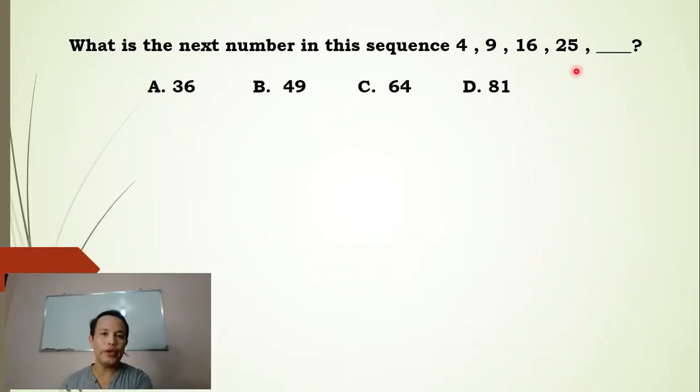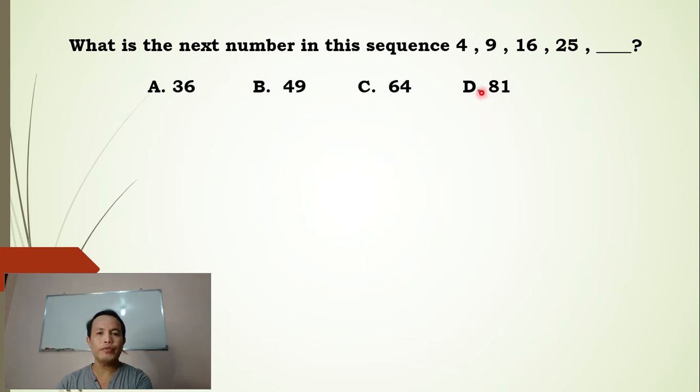For example, we are given this problem. What is the next number in this sequence? 4, 9, 16, 25, and blank. Letter A, 36. Letter B, 49. Letter C, 64. Letter D, 81.